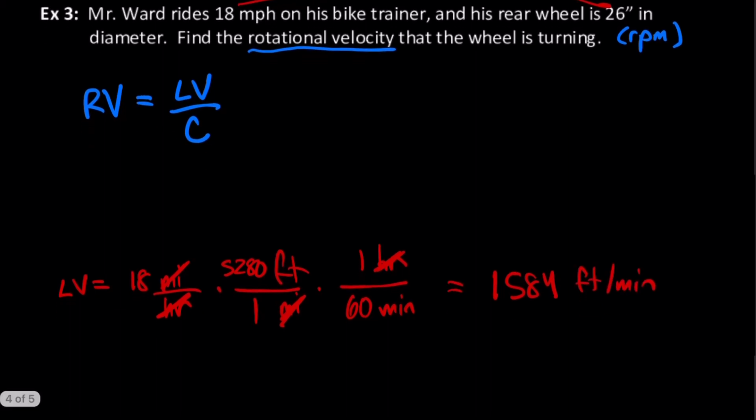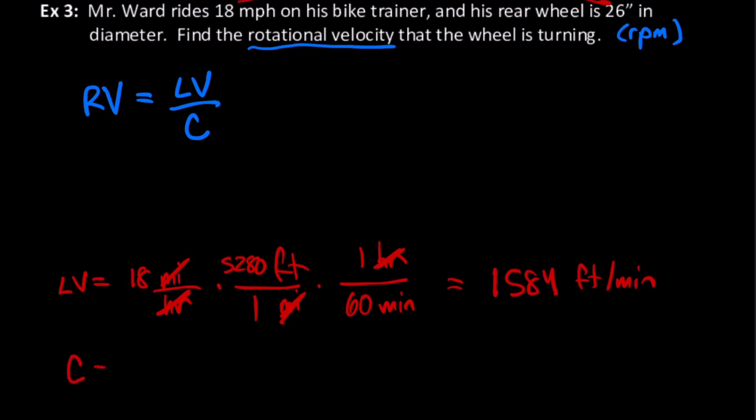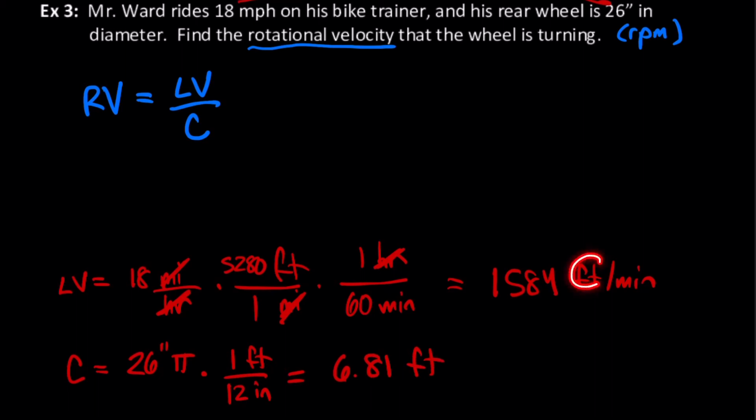Then the other one's pretty straightforward. My circumference is pi d. It says it's 26 inches in diameter, so that's going to be 26 inches times pi. And I'm going to convert that to feet. So I'll multiply by 1 foot over 12 inches, or most of you guys know just to divide by 12. And I got 6.81 feet. So now these distances match, which they must before you can divide.